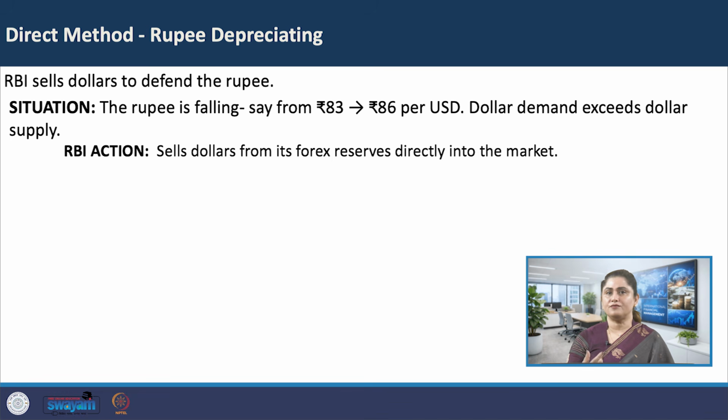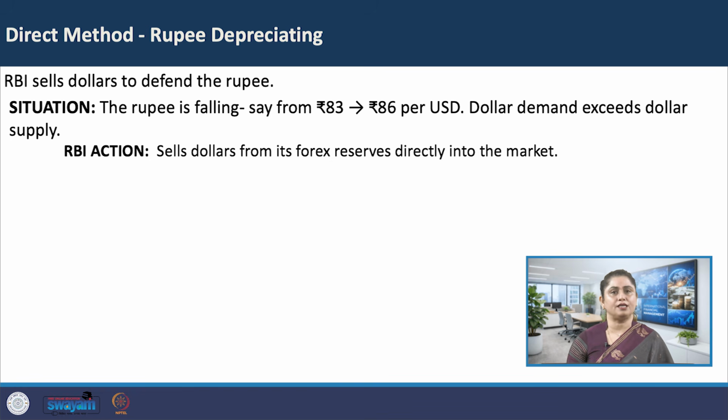Now how does the central bank of the country maintain exchange rate through direct method? It is by selling and buying foreign currency. This is a very simple and visible method. The RBI directly participates in foreign exchange market as a buyer of foreign currency or a seller of foreign currency, primarily the US dollar. Let us understand it. Now let us say there is a situation in which the rupee is depreciating and the government wants to control it. It wants to stop further depreciation of the rupee.